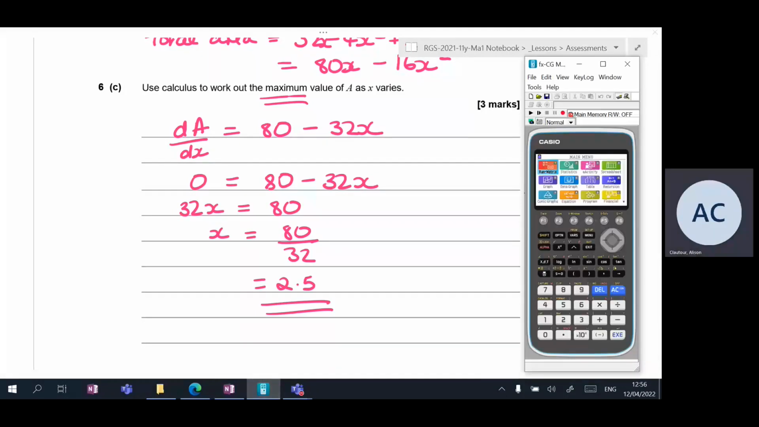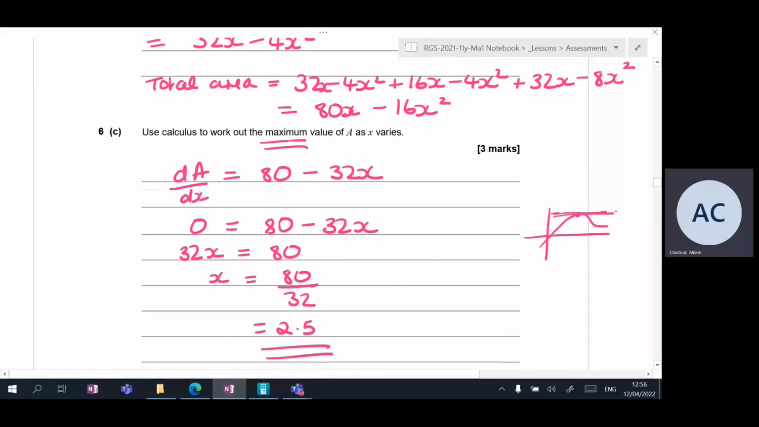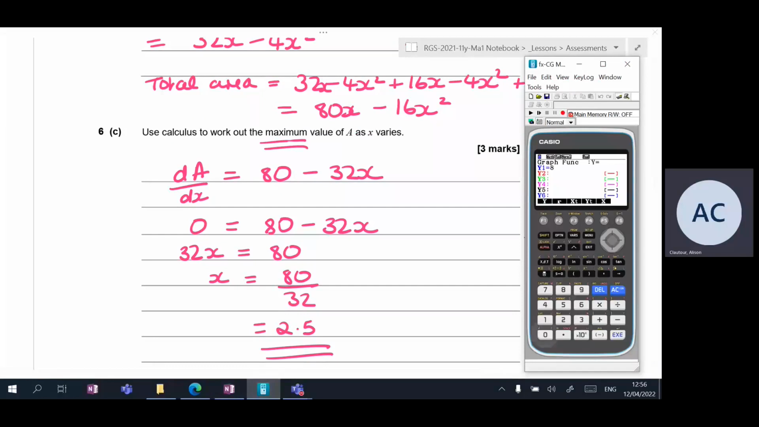So if we drew the graph of 80 minus 32x, no, sorry, your original graph, where's my original graph gone? Because obviously you might differentiate that wrong. So let's draw the original graph, 80x minus 16x squared. Okay, and just scroll across so you can see that turning point, and then G-solve max. Okay, so then you can see that x is 2.5 and the area would be 100.